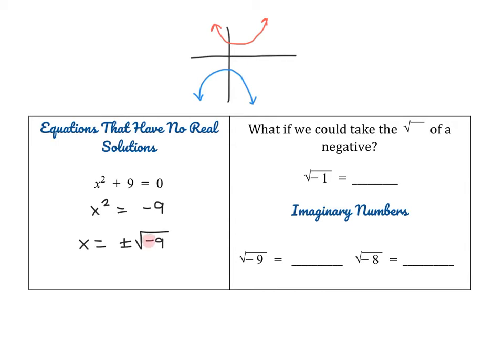So in the past, anytime that you came to this point in the equation, you were told to stop and write no solution. However, what if there was some way that we could take the square root of a negative number? So in math, we came up with a way to describe this situation. So by definition now, anytime we see the square root of negative 1, we're actually going to call it i. So we have a variable that represents the square root of negative 1. Now this i is called an imaginary number.